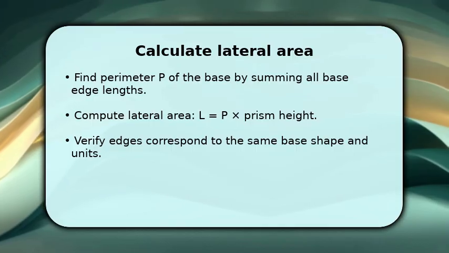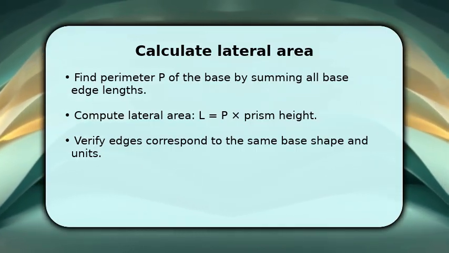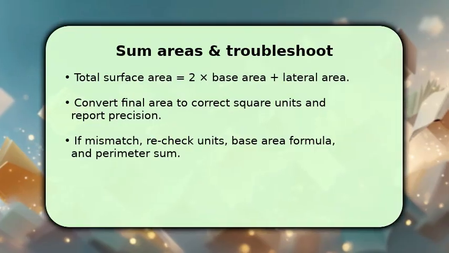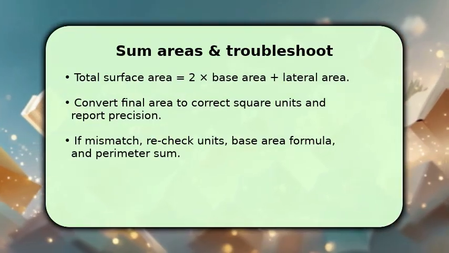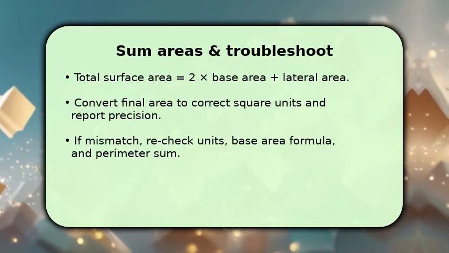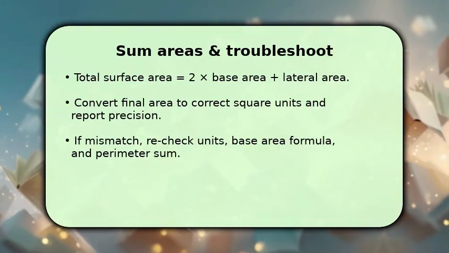If the base has unequal sides, compute each lateral rectangle separately, then sum them. Finally, add twice the base area to the lateral area to obtain total surface area. SA equals 2A base plus L. This accounts for both bases plus the wrapped sides. Convert the result into square units and round only as required by precision rules.